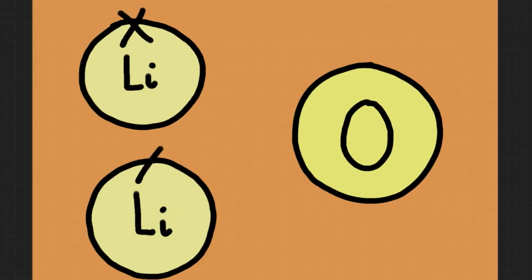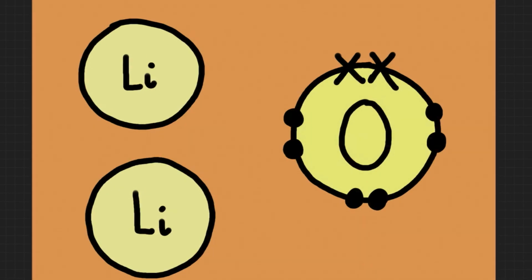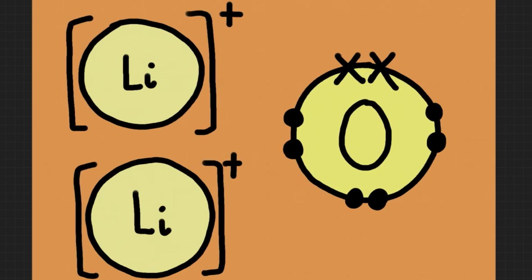Each lithium atom has 1 electron in its outer shell. Oxygen, 6 electrons in its outer shell. The lithium atoms will transfer their electrons to oxygen so that oxygen can get a full outer shell and so that they can too. So lithium atoms will get an overall positive charge and oxide will get an overall 2- charge.